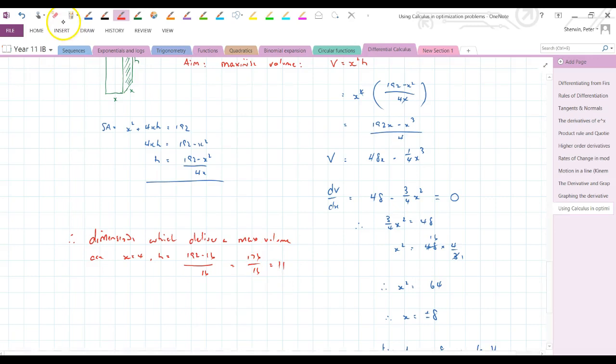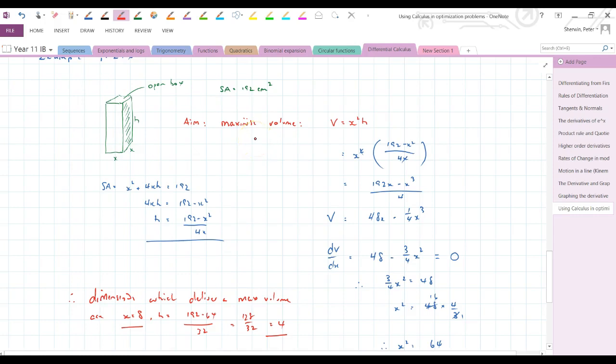Okay, I just realised I've botched that up. Apologies for that. I don't know why this obsession with x equals 4. That's not correct. Again, I've written it there, haven't I? x equals 4. What's my issue? The dimensions which deliver a maximum volume are where x equals 8. h equals 192 minus 64 over 4x, which is 32. 192 minus 64, that's 128 over 32, which is 4. So finally I have got a 4. So x equals 8 and h equals 4 are the dimensions that deliver a maximum volume. We've solved the problem. Excellent.